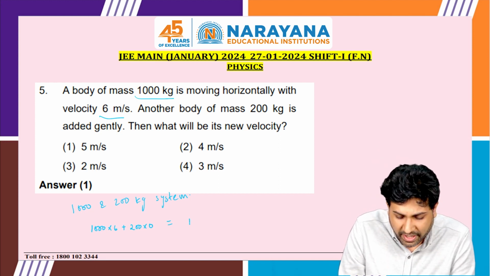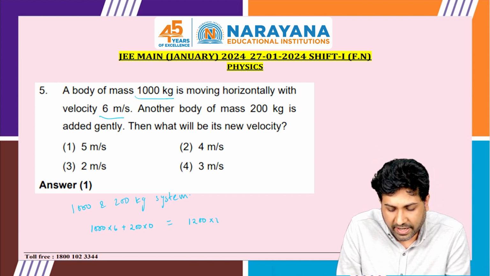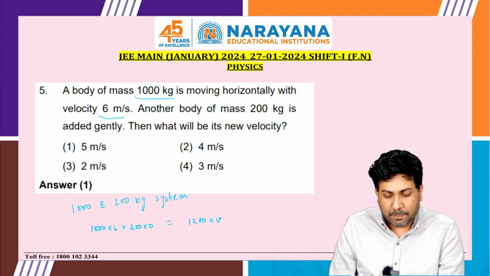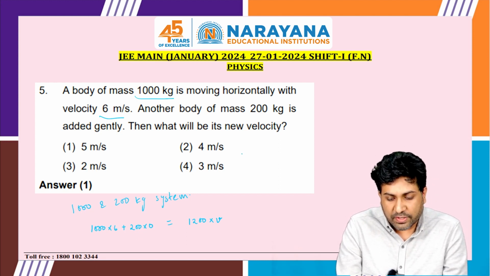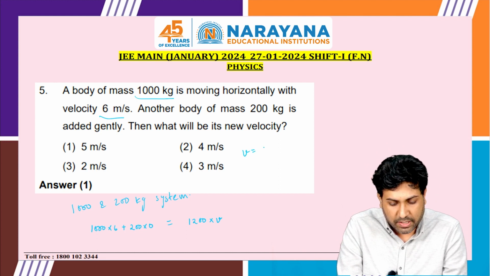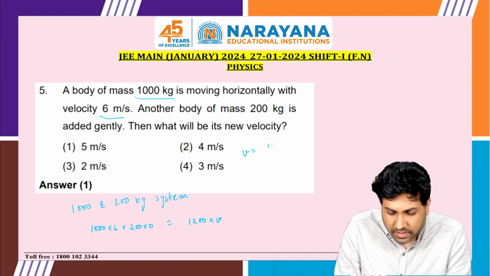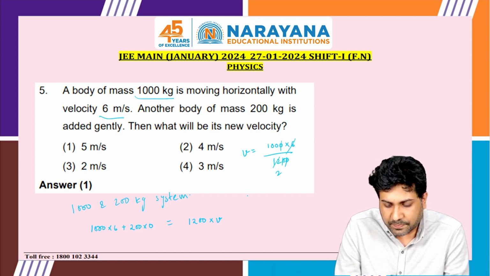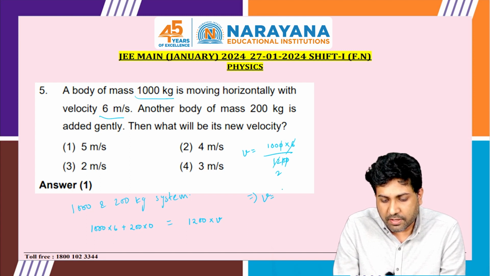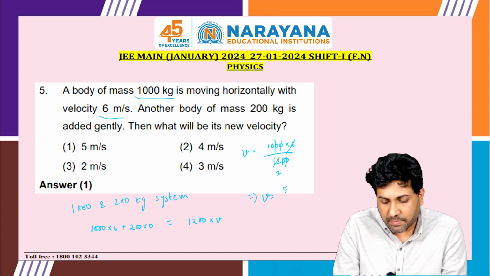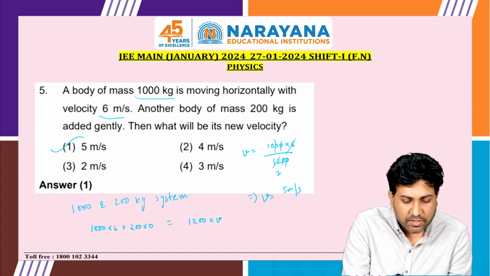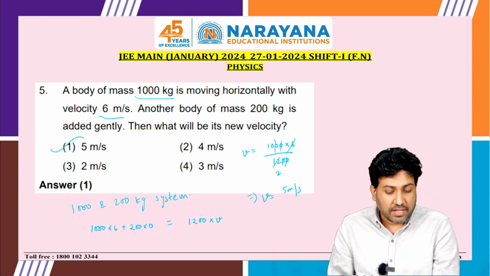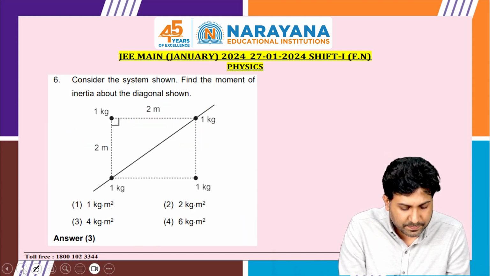That means the total mass has become 1200 and the velocity is v. The new velocity v which we need to find out is v equals 1000 multiplied by 6 divided by 1200. So we will get v equals 5 meter per second. Okay, so the answer will be 1. Okay, let's move to the next question then.